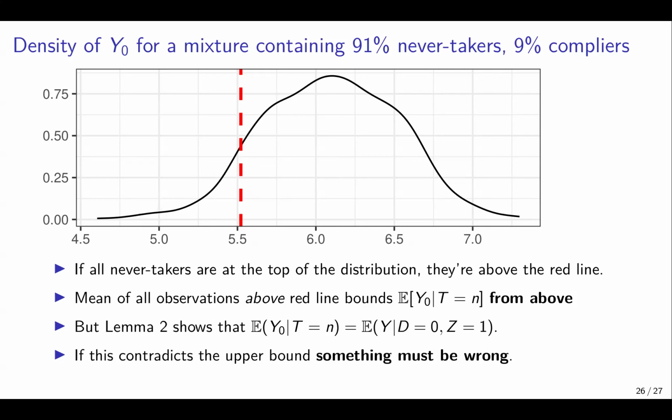We know that something must be wrong with our assumptions, because if our assumptions imply a contradiction, well, they can't be true. So what we're going to do is take a look at two numbers. One of them is the mean of all the observations above the red line. That's an upper bound for the expected value of y0 among never takers. Then we're going to directly compute the average value of y when d is 0 and z is 1. According to our assumptions, that should be equal to the expected value of y0 among never takers.